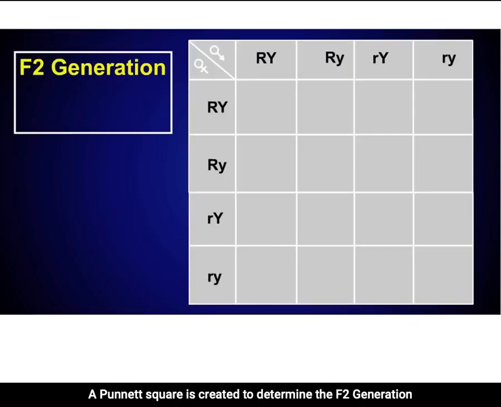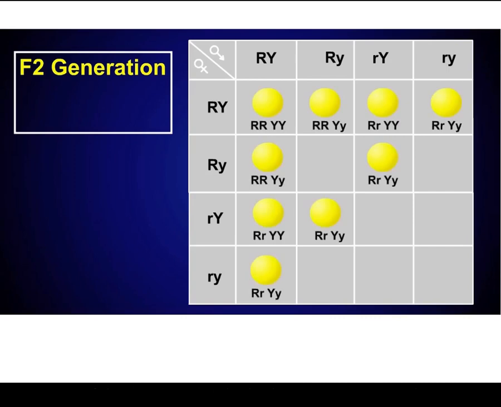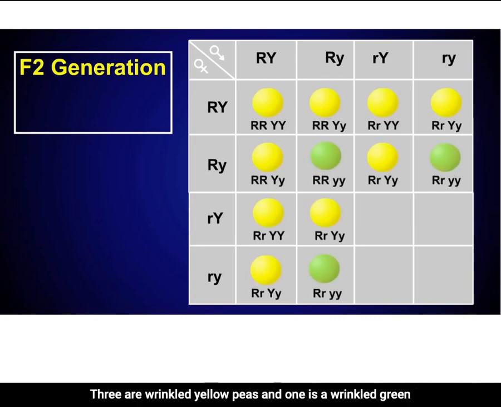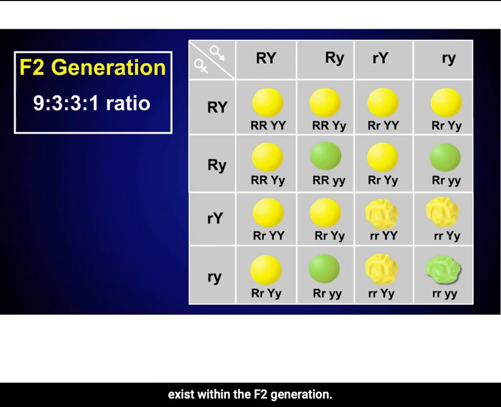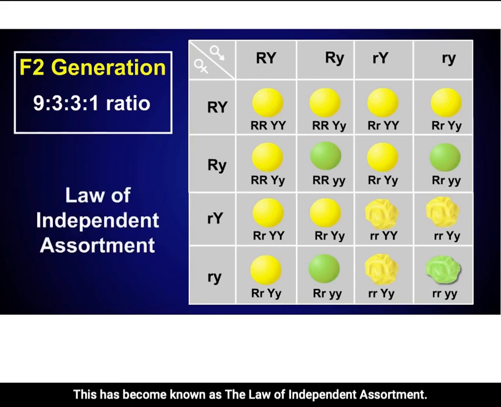A Punnett square is created to determine the F2 generation that results from this cross. Of the offspring produced within the F2 generation, 9 are round yellow peas, 3 are round green peas, 3 are wrinkled yellow peas, and 1 is a wrinkled green pea. In other words, a 9 to 3 to 3 to 1 ratio exists within the F2 generation. Mendel was able to use this observation to determine that factors assort independently of other pairs of factors. This has become known as the law of independent assortment.